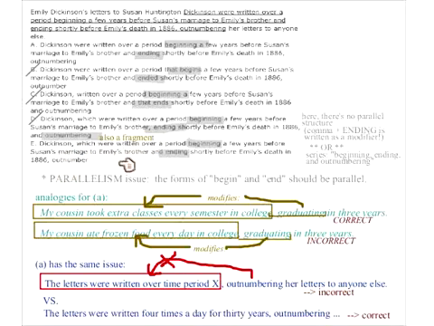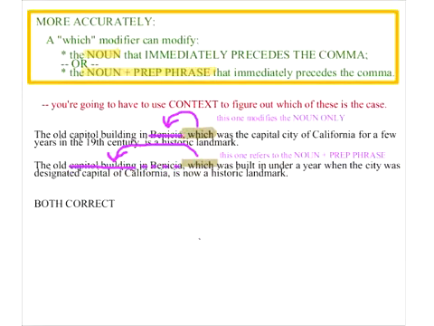So if you're going to express an unrelated extra fact, then a which modifier is a nice tool for doing that. Okay, somebody asked a question about the which modifier with a comma. Let me elaborate on that.